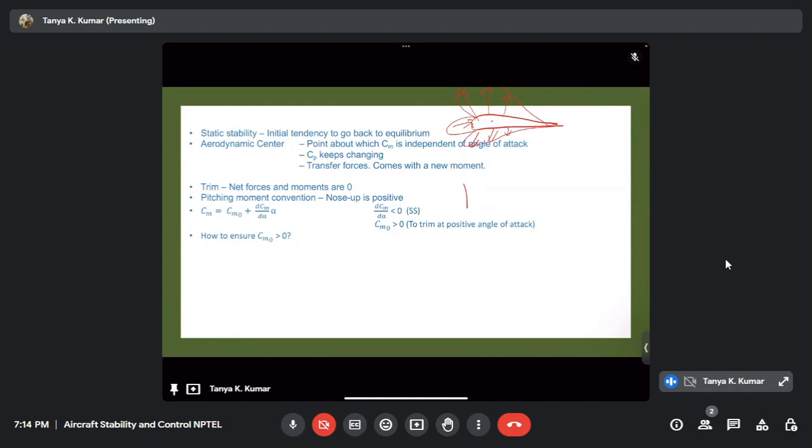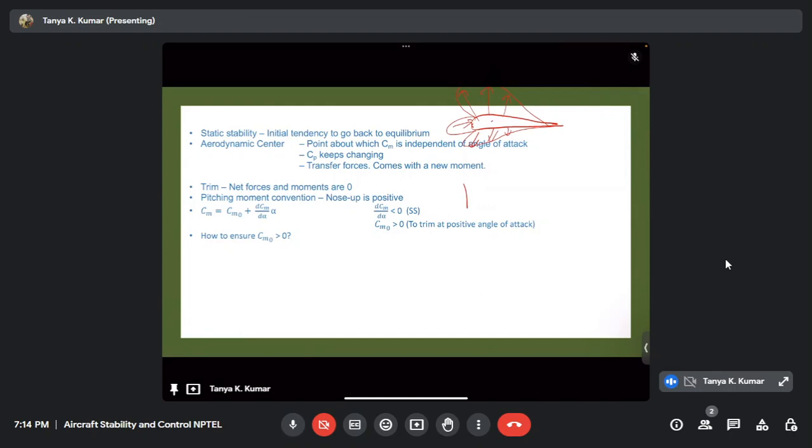Now when you change the angle of attack, the center of pressure either moves forward or behind depending on whether you increase or decrease your angle of attack. So throughout your flight duration, since your angle of attack keeps changing, your center of pressure keeps changing. It becomes difficult to perform the analysis about such a point because it's changing continuously. So what do you do? You find a point that remains fixed. Such a point is the aerodynamic center.